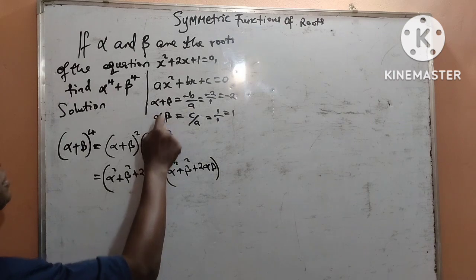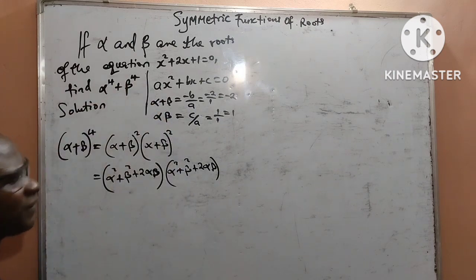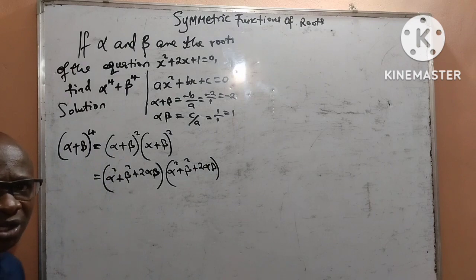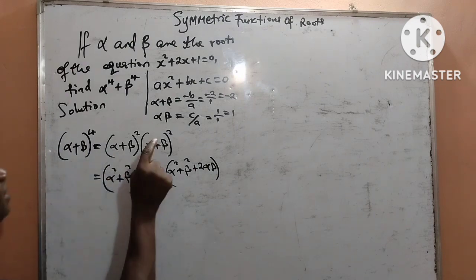That implies that I will simply substitute the values of alpha plus beta, that is sum of the roots, and then the value of alpha beta, which is product of roots, into my expansion, and then I will get my answer. That is why we are taking these steps.